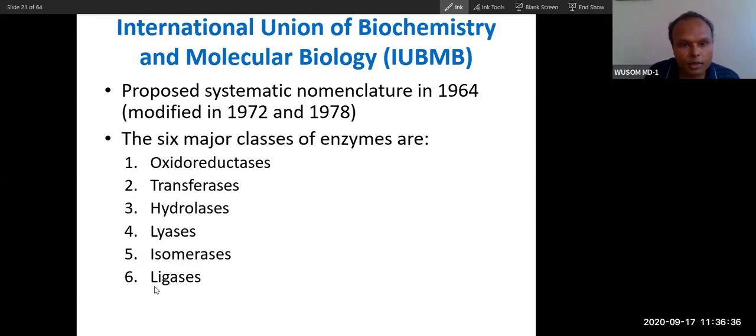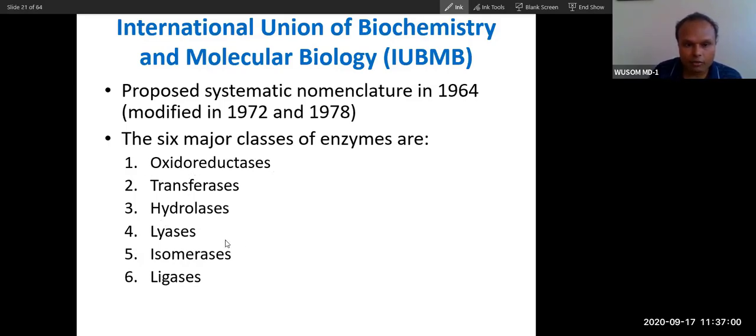So there are 6 types of enzymes, and you have to memorize according to number. 1 is always oxidoreductase, 2 is always transferase, 3 is always hydrolase, 4 is always lyases. Lyases break bonds, and 5 is for isomerase, 6 is for ligases. Oxidoreductase, we will talk about each of these. Oxidoreductase does oxidation reduction.